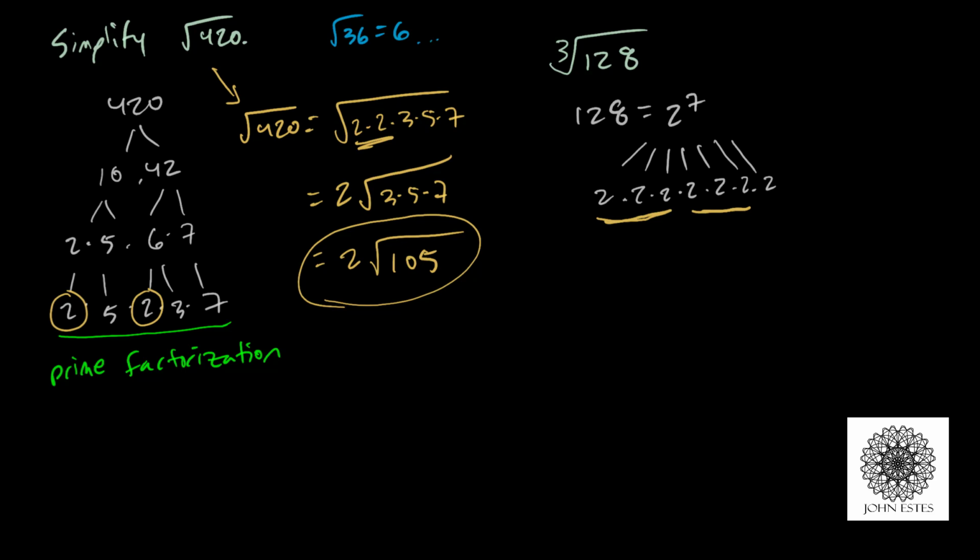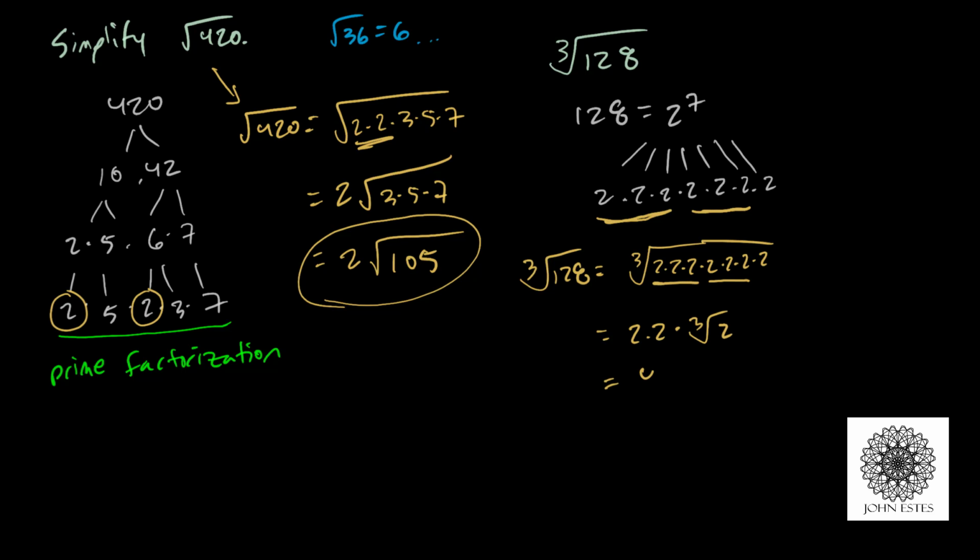So what that tells me is that the cube root of 128 can be the cube root of 2 times itself 7 times. That comes out twice. I have 2 times 2 times the cube root of 2. So the cube root of 128 is the same as 4 times the cube root of 2. And that's a good way to write it.